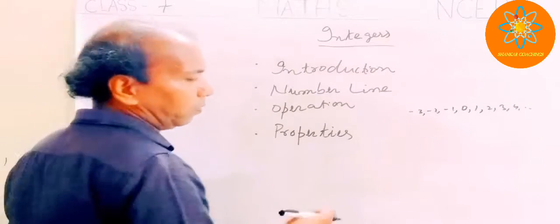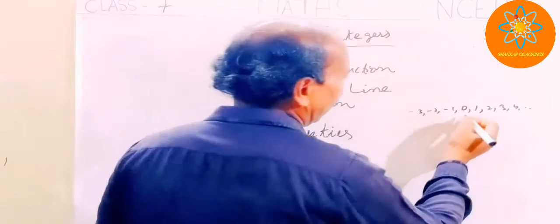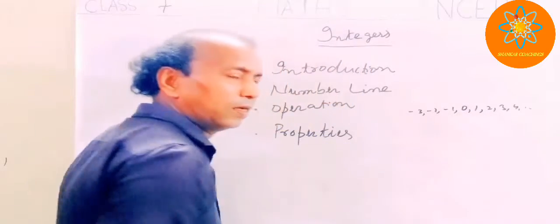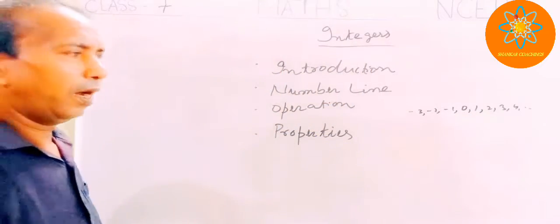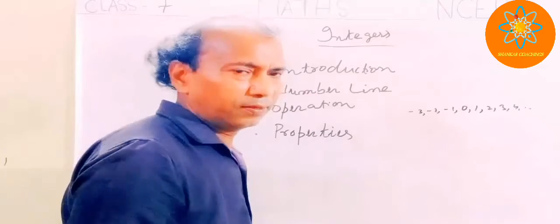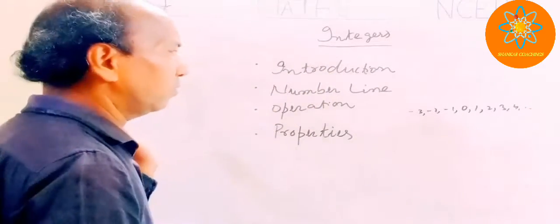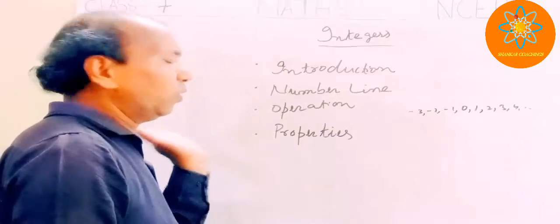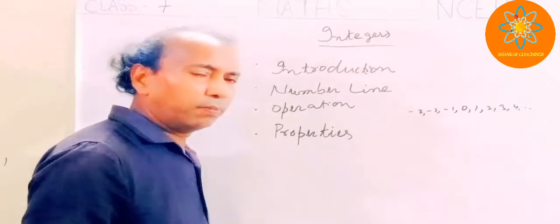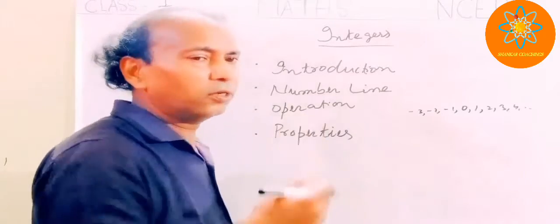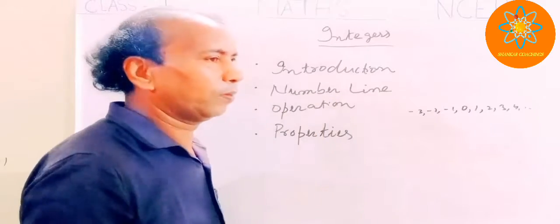So you can say that on the number line, 0 is the middle, and on the right hand side we have 1, 2, 3, 4. And on the left hand side of the 0, we have -1, -2, -3 and so on. So that is the number line.